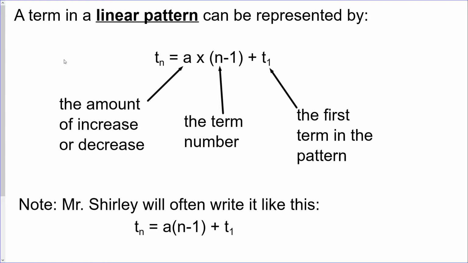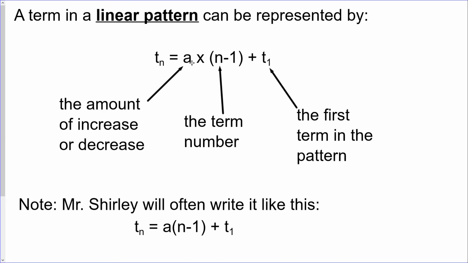A term in a linear pattern can be represented by this algebraic equation right there. It's beautiful, isn't it? So t to the n, which means the term that's in position n, is equal to a times, that's not an x, that's a multiplication, times n minus 1 in brackets plus t1, which is the first term in the pattern.